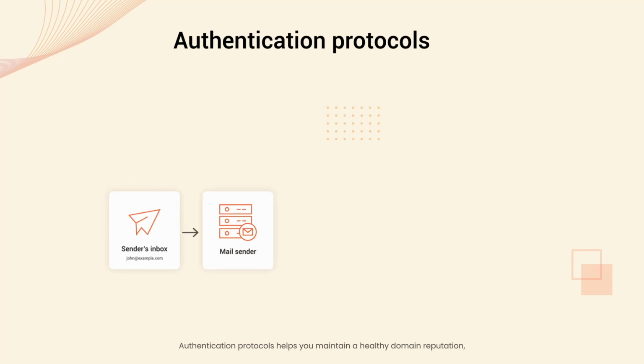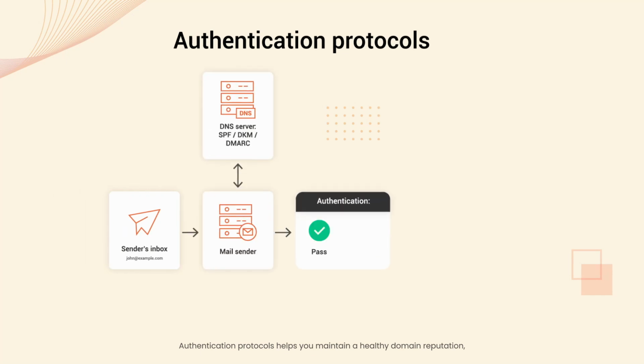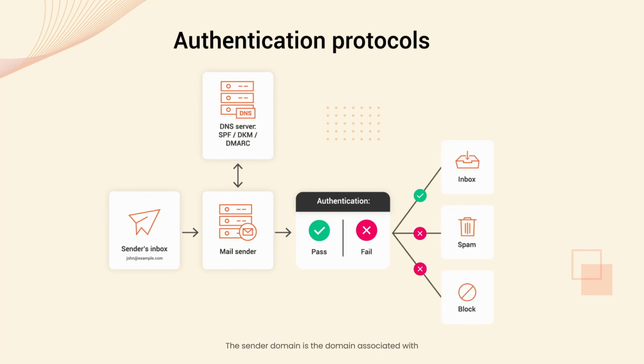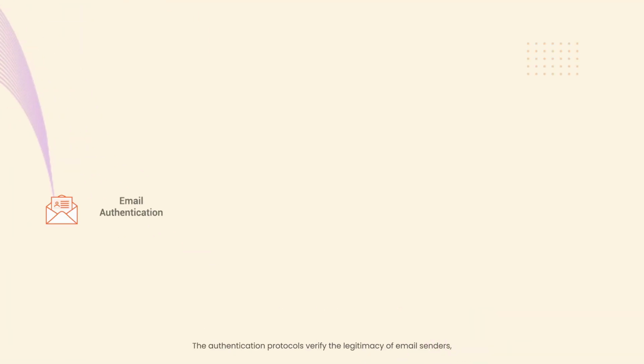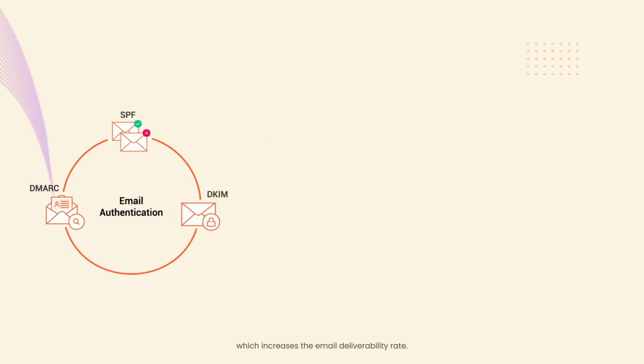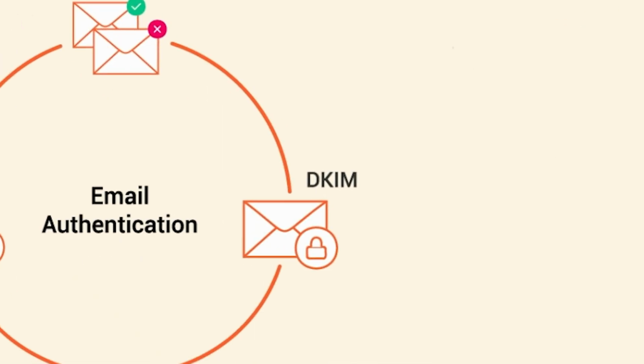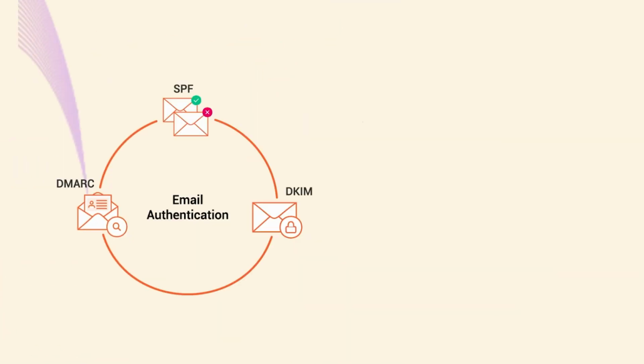Authentication protocols help you maintain a healthy domain reputation, which leads to an increase in your email deliverability. The sender domain is the domain associated with the email address from which an email is sent. For example, in the email address john@example.com, example.com is the sender domain. The authentication protocols verify the legitimacy of email senders, which increases the email deliverability rate. These protocols include SPF, DKIM, and DMARC.